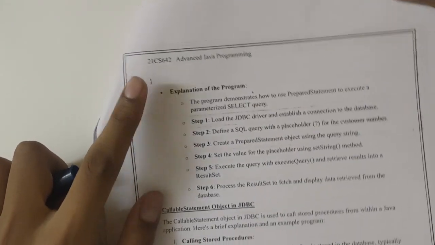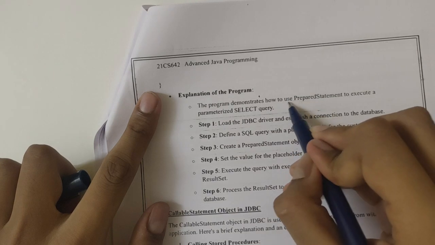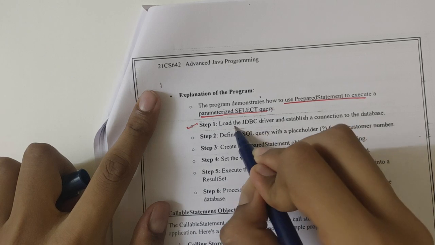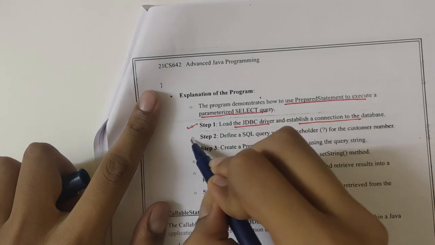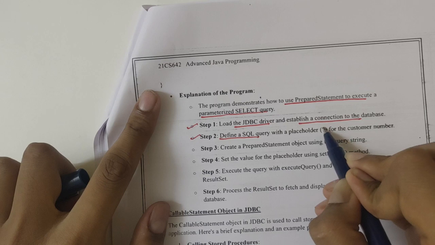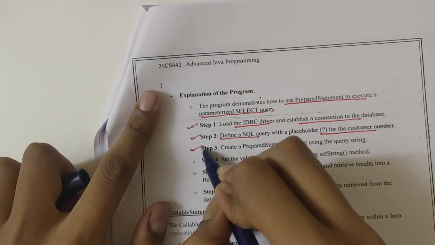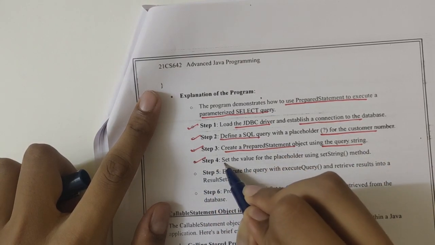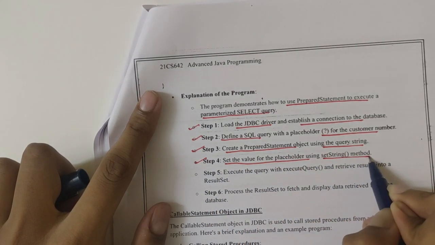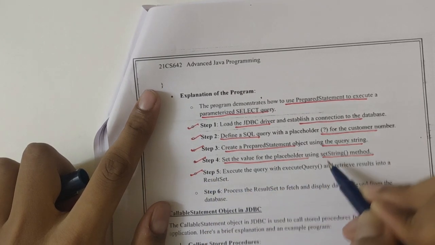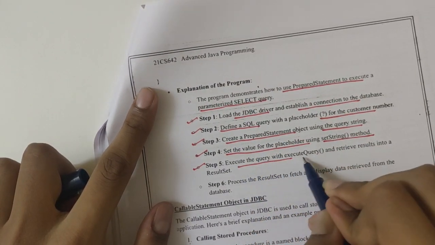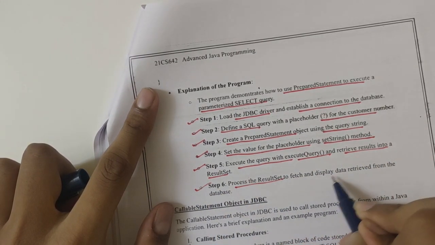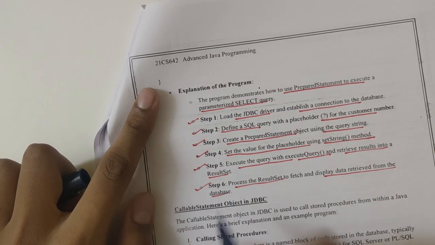So this is the explanation of the whole program. We have seen how to use a prepared statement to execute a parameterized select query. Step 1, we load the JDBC driver and establish a connection. Next, we define a SQL query with a placeholder, a question mark, for the customer number. Next, we create a prepared statement object using the query string. Next, we set the value of the placeholder using the setString method. Step 5, execute the query with the executeQuery method and retrieve the results into the result set. Finally, we process the result set, fetch the data, and display what was retrieved from the database.